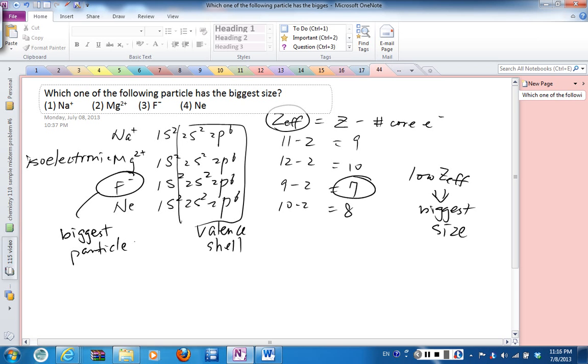So using the effective nuclear charge, we can very easily determine for the isoelectronic particles who has bigger size or smaller size.